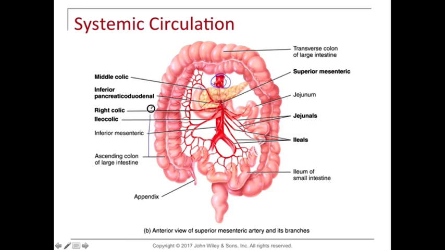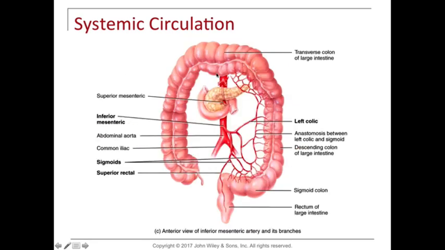Here's your ascending colon, transverse colon, descending colon, right? So right here is the superior mesenteric. And the superior mesenteric and the inferior mesenteric arteries, these are going to control, if we talk about the superior mesenteric, it's pretty much all of the small intestine, duodenum, jejunum, and ileum, ascending colon, and about half of the transverse colon. You can see it ends right around there. Okay, and then the rest of it's going to be inferior mesenteric.